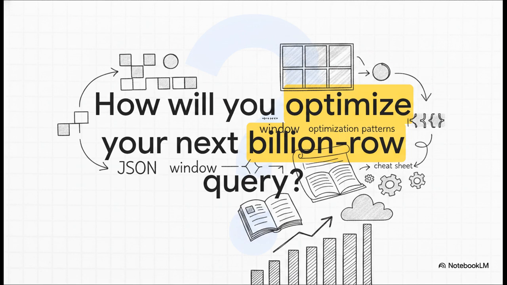So the question I want to leave you with is this. You know the architecture. How are you going to apply these 2026 patterns to optimize your next billion-row query?